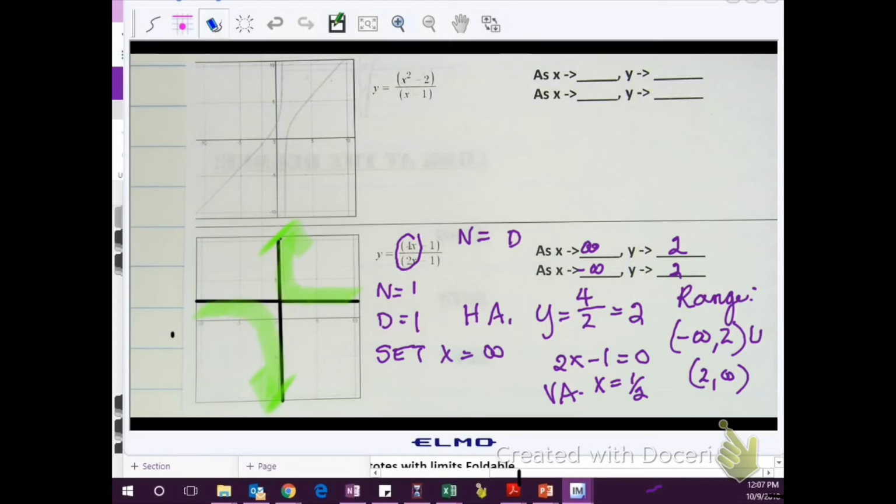So the degree of the numerator was equal to the degree of the denominator. So we use the leading coefficients, 4 over 2, to get the horizontal asymptote. We set the denominator equal to 0 to get the vertical asymptote, which is x equals 1/2. As x approaches positive infinity, the function approaches 2. As x approaches negative infinity, the function approaches 2. And the range is from negative infinity to 2, union with 2 to positive infinity.